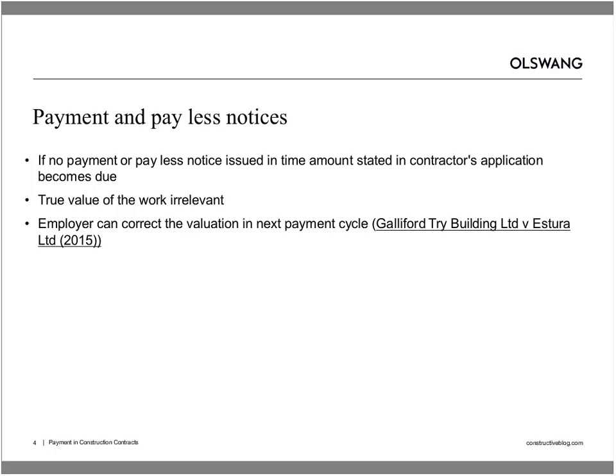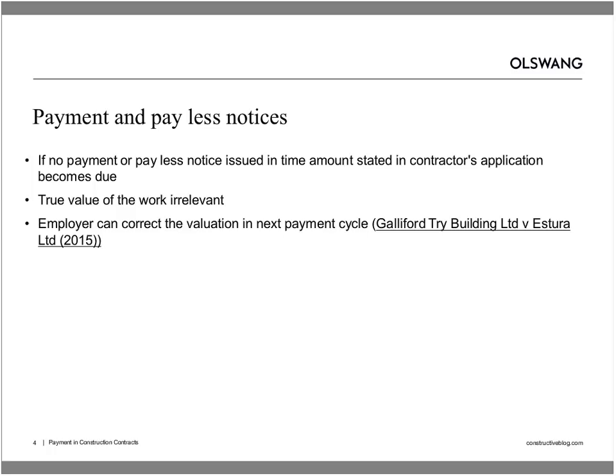And finally, the employer is entitled to issue a pay less notice not later than 5 days before the final date for payment. And there may be various reasons that the employer wants to do that. It might, for example, want to deduct liquidated damages. It may be the case that a defect or something like that has arisen since the original payment application, so it wasn't taken into account in either the payment application or the interim certificate, but it has arisen, and the employer wants to make sure that some money is set aside to account for that, or simply that the employer wants to put forward its own valuation of the works.